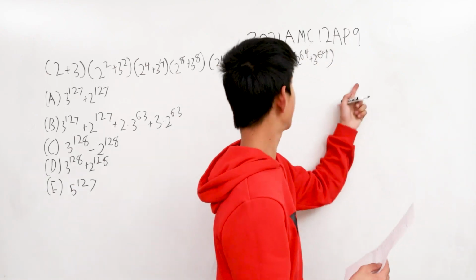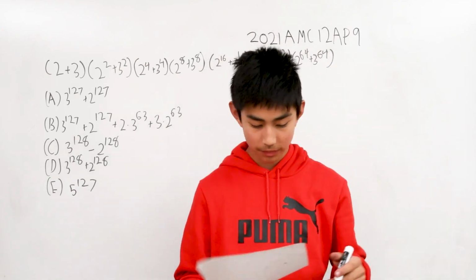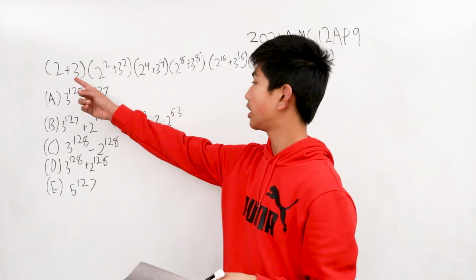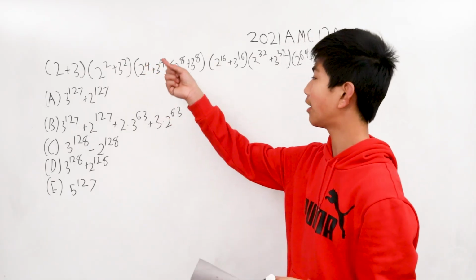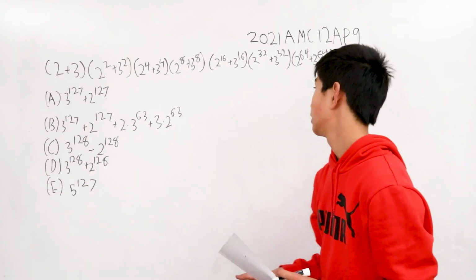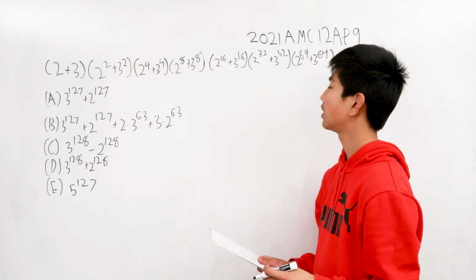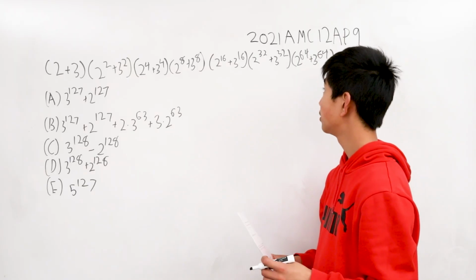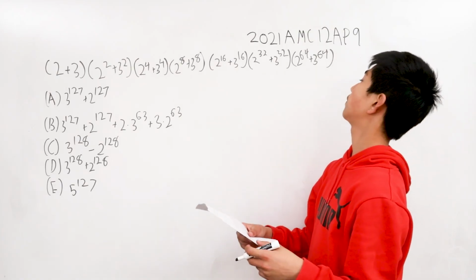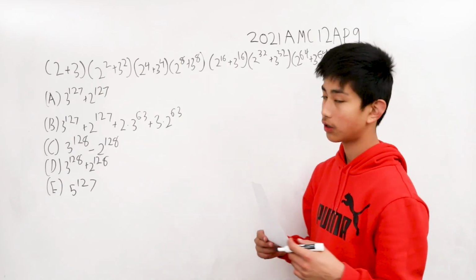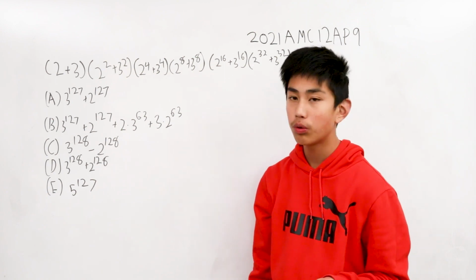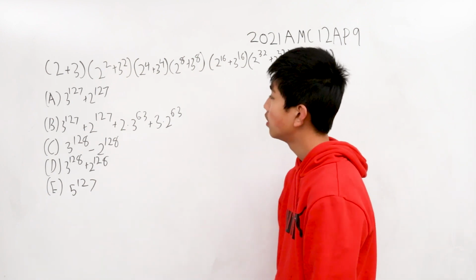We're solving problem 9 from the 2021 AMC 12A. Which of the following is equivalent to this expression up here? (2 + 3)(2² + 3²)(2⁴ + 3⁴)(2⁸ + 3⁸)(2¹⁶ + 3¹⁶)(2³² + 3³²)(2⁶⁴ + 3⁶⁴). So we just want to find an expression equivalent to this one up here as shown.